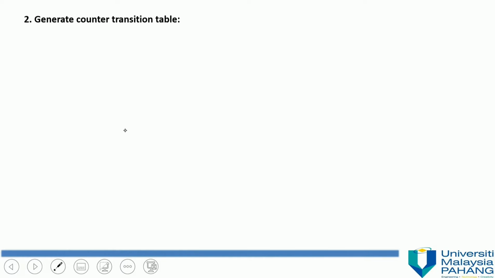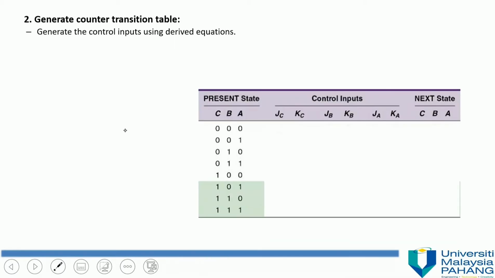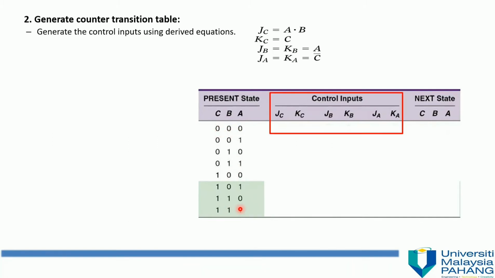Next, we generate the counter transition table. We generate the control inputs using the derived equations from the previous slide. You have to draw the table like this. List all the present states, which are all 8 possible inputs from 0, 0, 0 until 1, 1, 1. After that, from the equation we know JC equals A dot B. So at the first row, A equals 0 and B equals 0. 0 dot 0, therefore JC equals 0.